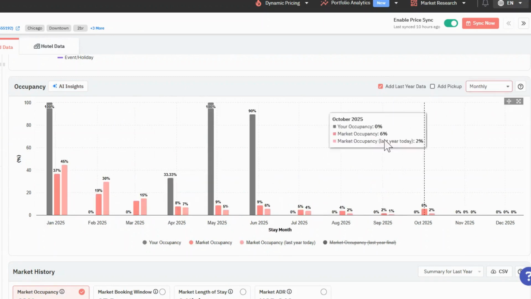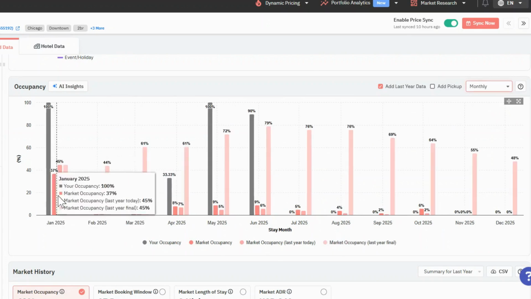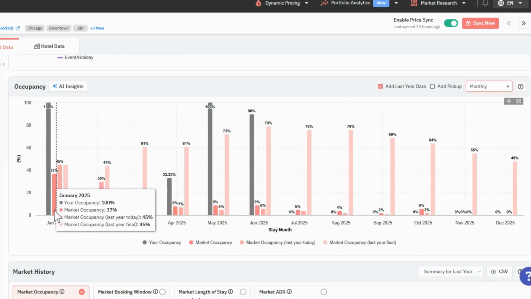For instance, let's look at the data for January. This property had a 100% occupancy rate, while the market occupancy stood at just 37%. This indicates that the property significantly outperformed the market in January. However, you'll notice that the market occupancy for January 2025 is lower than the 45% recorded in January 2024.